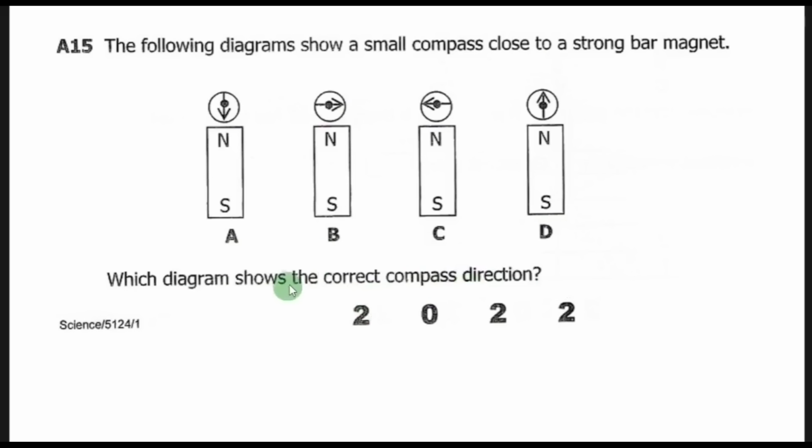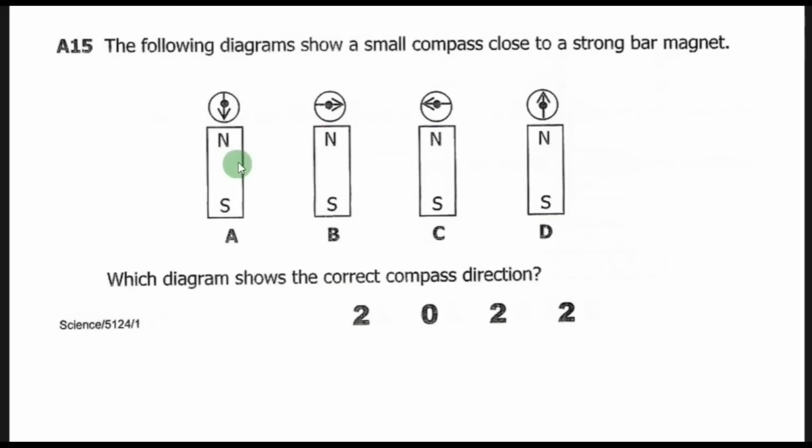Alright, for us to be able to tell which is the correct compass direction here, we must remember in class when we were looking at magnetic fields around a magnet, you must have done with your teacher how magnetic fields flow. You must have been told that magnetic fields around a magnet flow from the north to south. They flow from north to south like that. And if they flow from north to south, how do we know? We use what is known as a plotting compass.